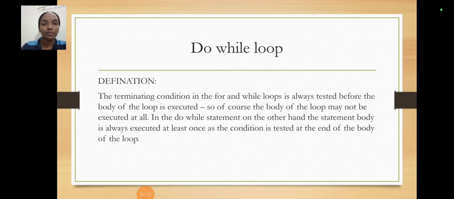Next is do while loop. Definition of the do while loop: the terminating condition in the for and while loops is always tested before the body of the loop is executed. So of course the body of the loop may not be executed at all. In the do while statement, on the other hand, the statement body is always executed at least once as the condition is tested at the end of the body of the loop.